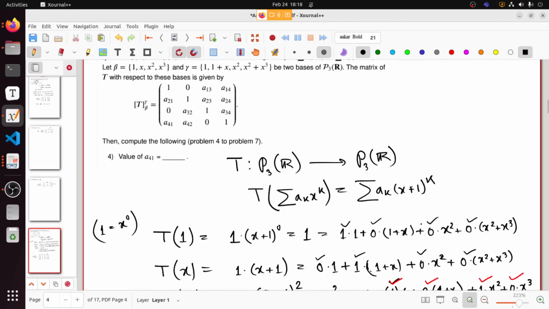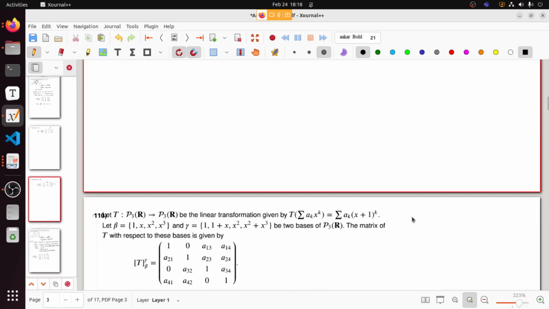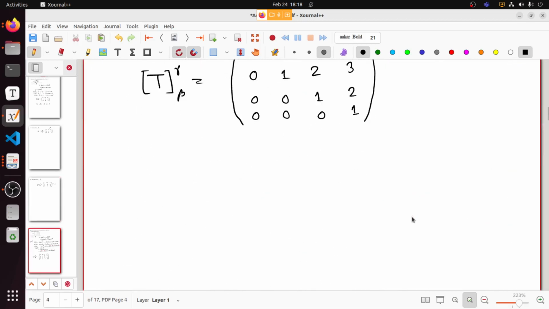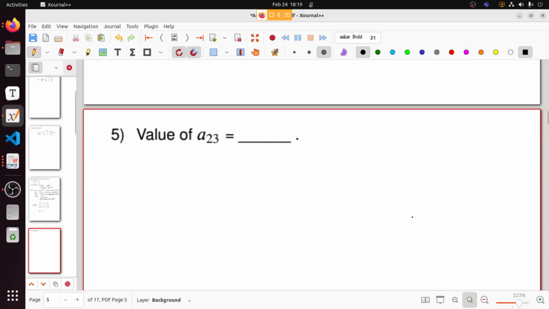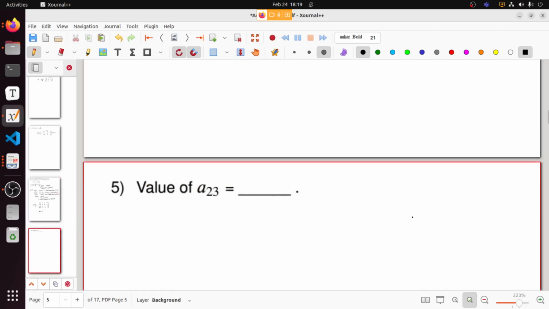So A41 is 0, right? What is the next question? A23. What is A23? In second row, third column, it's 2. So A23 is 2.